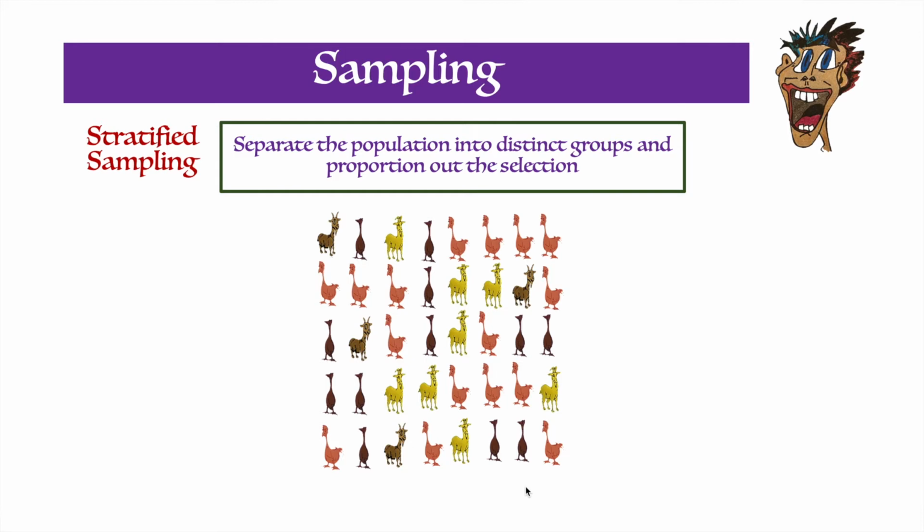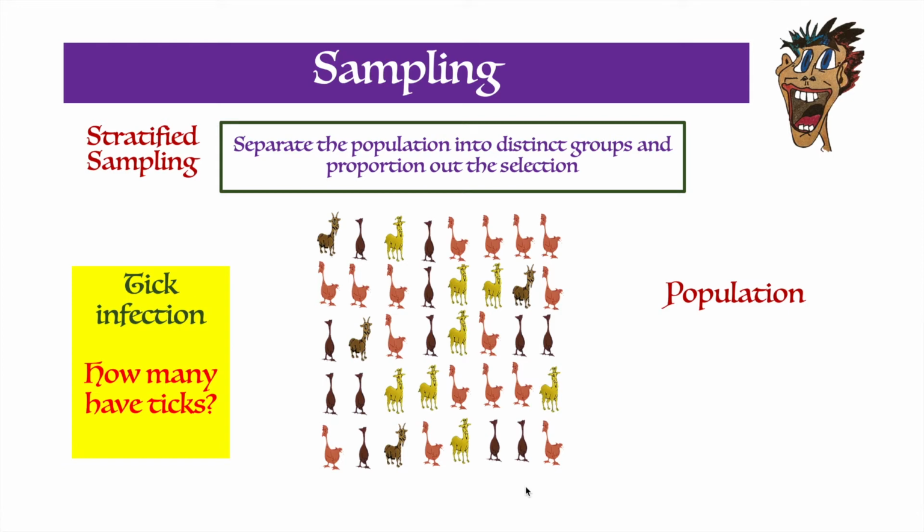And what we want to do is get a random selection from there. Say, for instance, we know that there's a tick infection in Bath and North East Somerset, and we want to find out how many of our animals have ticks. And you could look at the entire population and get all of them. But think about this, if we wanted to explore the TV habits of everybody in Bath, you're talking thousands and thousands, and that's going to take a lot of time, and it's going to cost a lot of money.